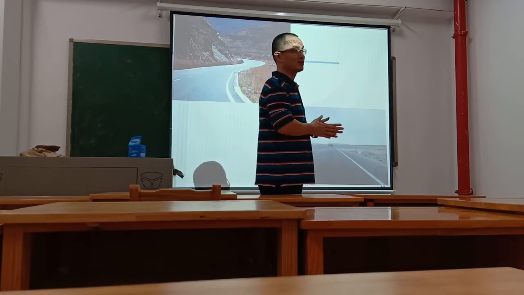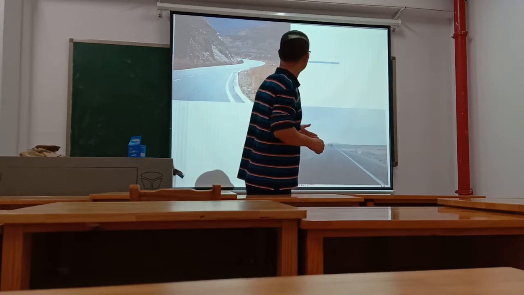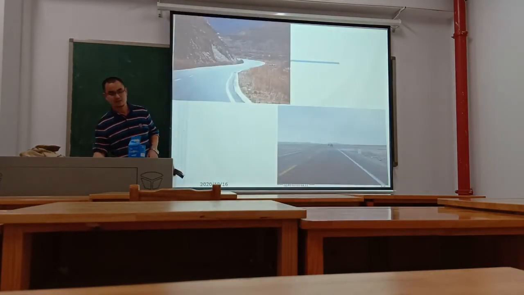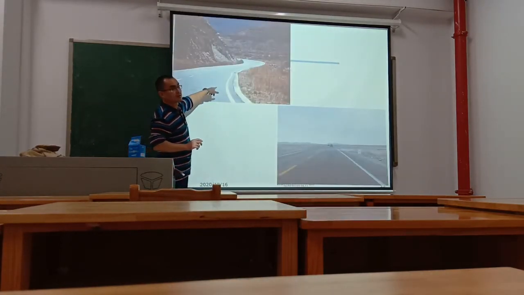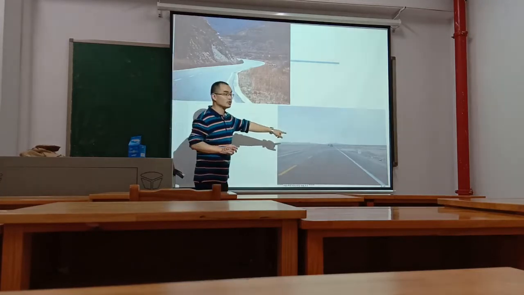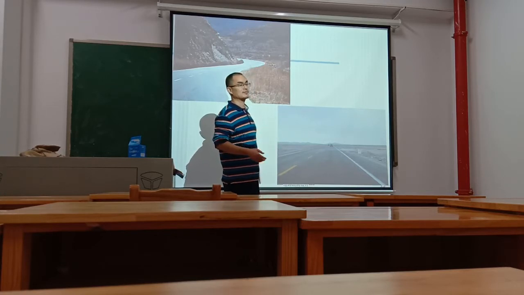In Chinese we call it 直线, a straight line. Tangent is straight line. And a curve, yes, this is curve. Circular curve and transition curve. This terrain is mountain. This terrain is plain, P-L-A-I-N.